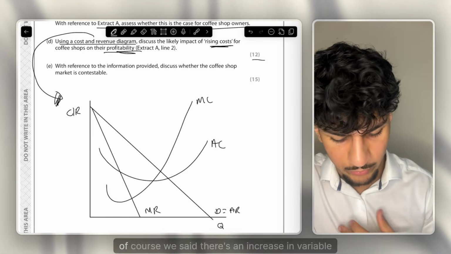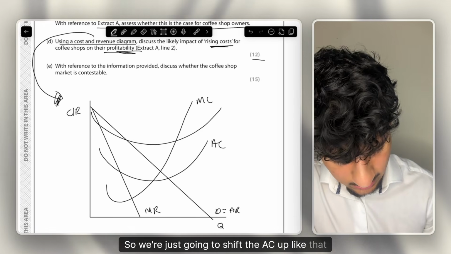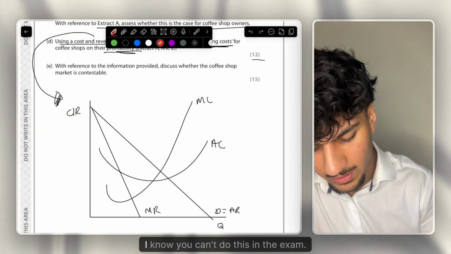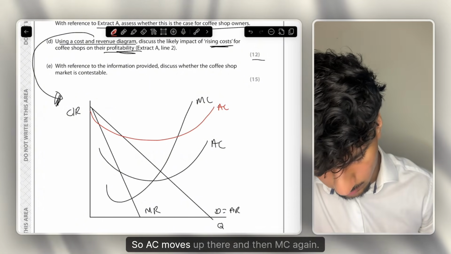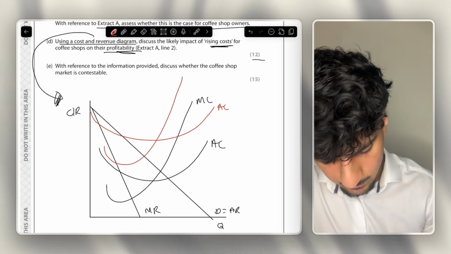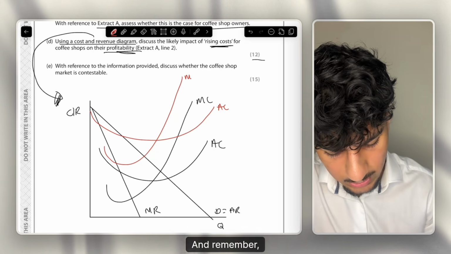So now, of course, we said there's an increase in variable costs, so we're just going to shift the AC up like that. For the sake of the video, I know you can't do this in the exam, I'm going to use red just to make it a bit more clear. So AC moves up there, and then MC, again, what is the rule with MC? MC has to intersect AC at its lowest point, and remember, you do need to follow that.